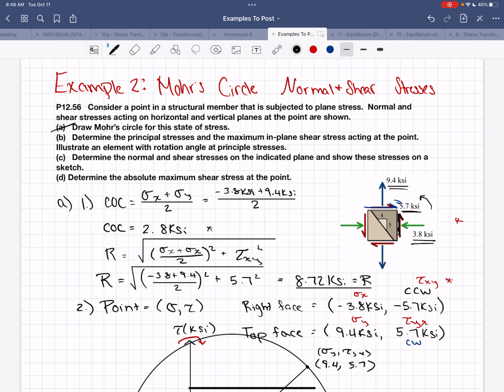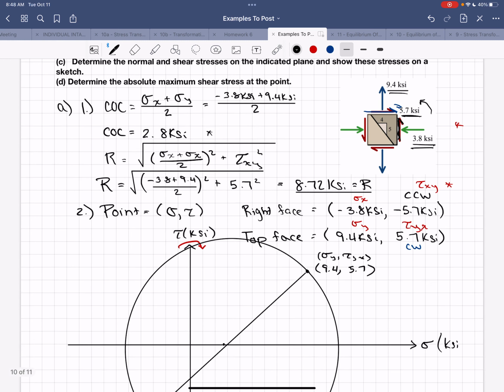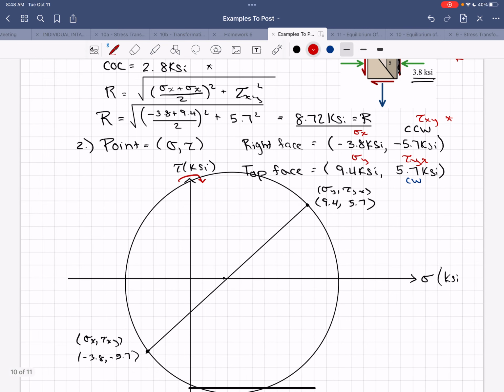Part B. Determine the principal stresses and the maximum in-plane shear stress acting at the point, and then illustrate an element with a rotation angle at principal stresses. Okay, so we know some things. We know that this is our max principal stress over here. And we know that this is our min principal stress over here. And we know that tau max, this is kind of in the way, so let's see here.